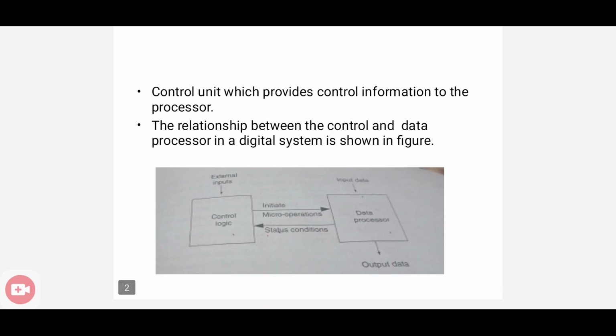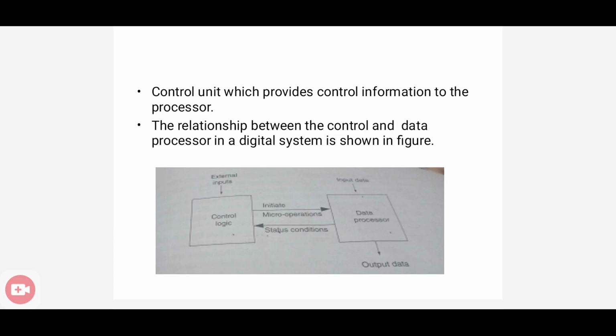So, what do you mean by a control unit? In a digital system, we have two main components. One is a data processor, or processing unit, as well as a control unit. So, what is the function of this control unit? Control unit is a circuit which initiates some micro operations, or it provides some control signals to the processing unit.